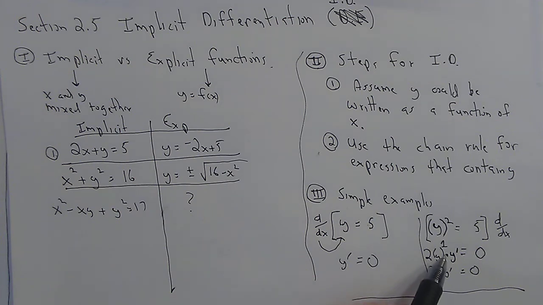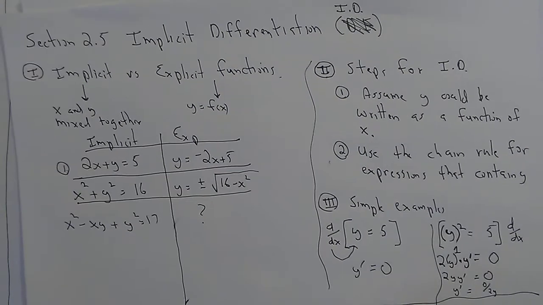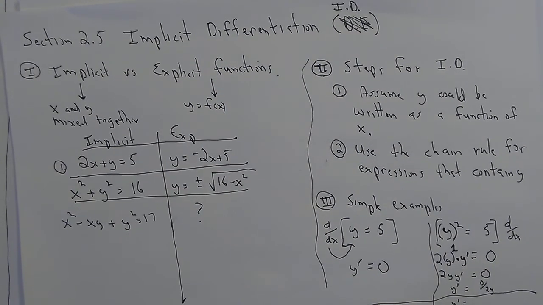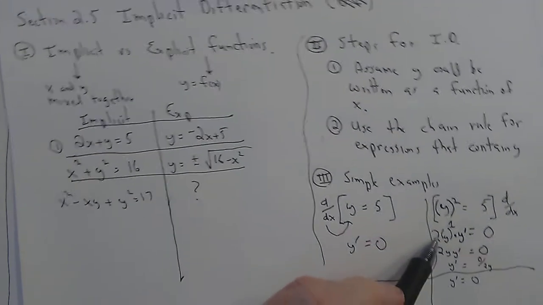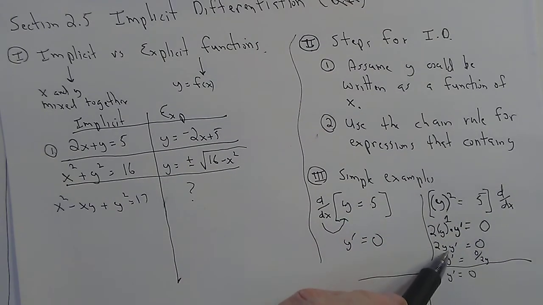All this parentheses stuff, after a while you don't really need to write it, but it's a good way to look at it and think about it. Now I can take this expression and get y prime by itself. So I'll divide both sides by 2y, and I get 0 over 2y, which in this case, y prime again just equals 0. But I was just showing you the process for this.